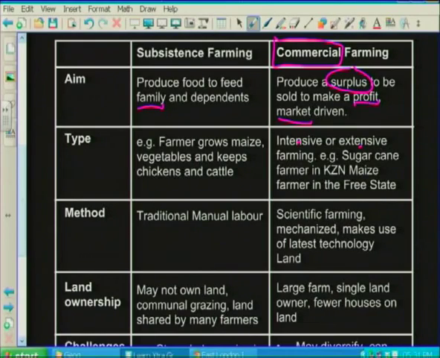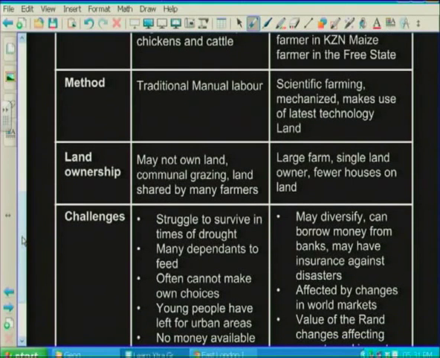Then in your methodology here, the subsistence farmers are using a lot of manual or traditional type of implements, a normal plow with cattle, whereas the commercial farmers are more scientifically orientated.